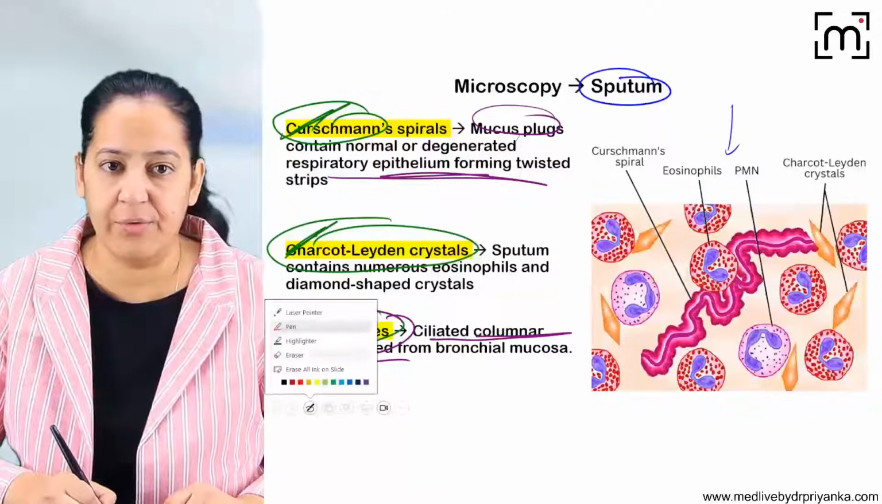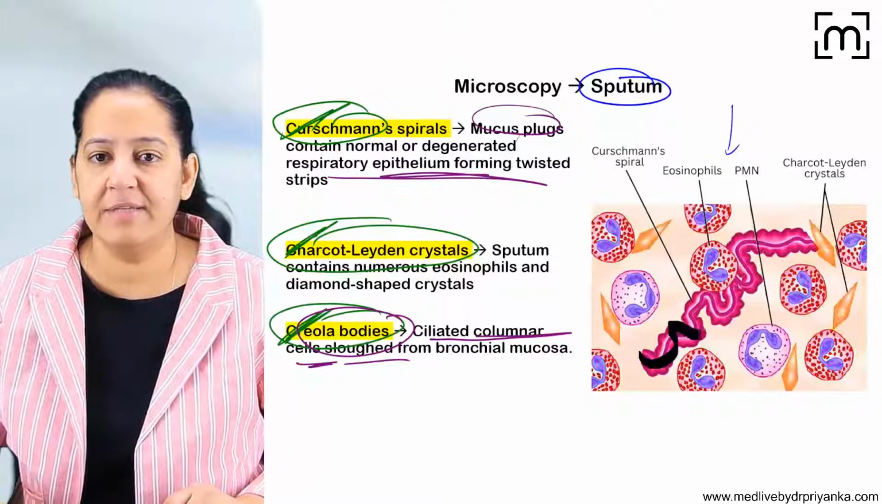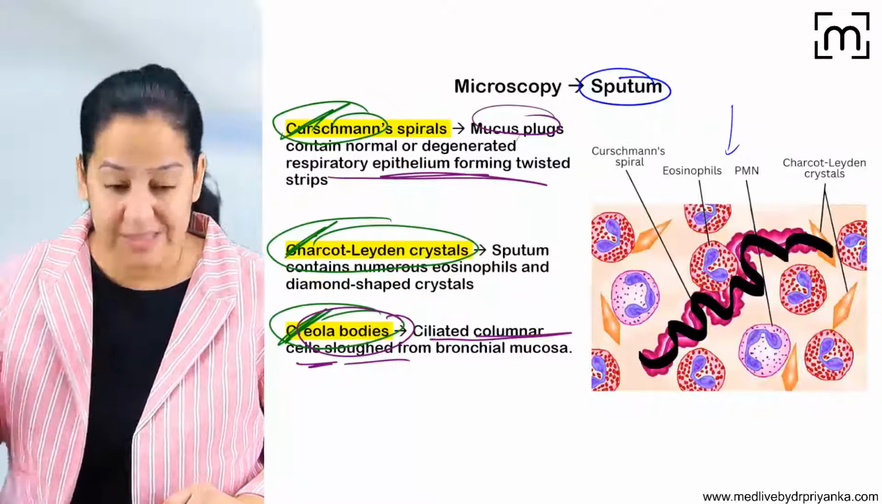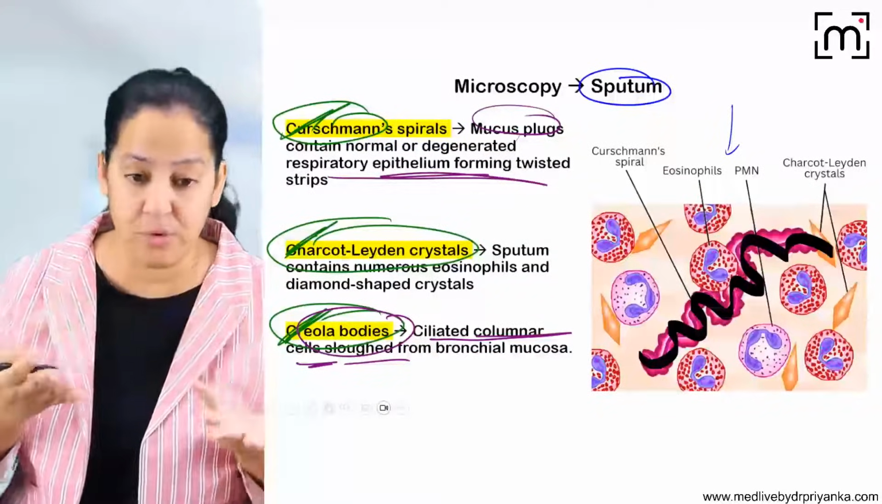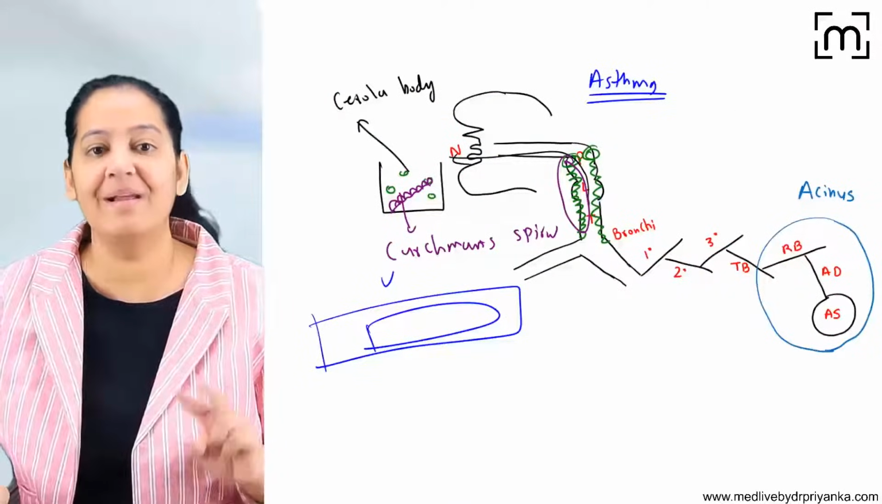In the diagram also you can see this is Curschmann spiral. Can you see it is in the form of a spiral, the twisted strip of the mucosa lining. So that is the Curschmann spiral. I hope you got it. What is Curschmann spiral? And the third C.